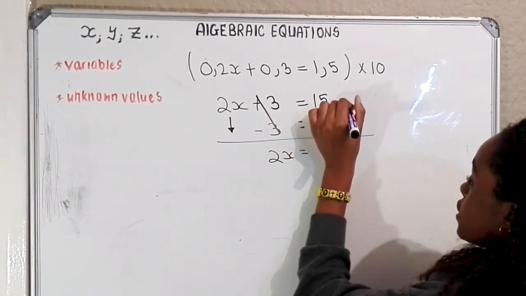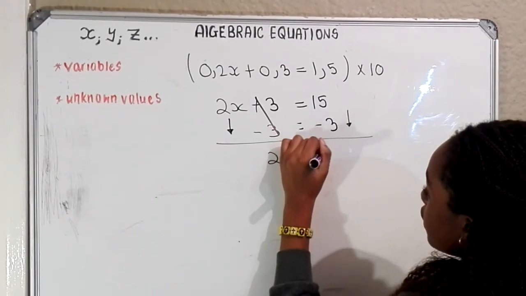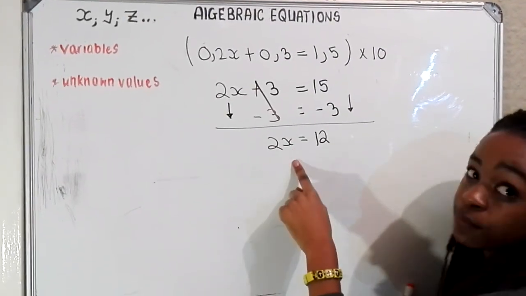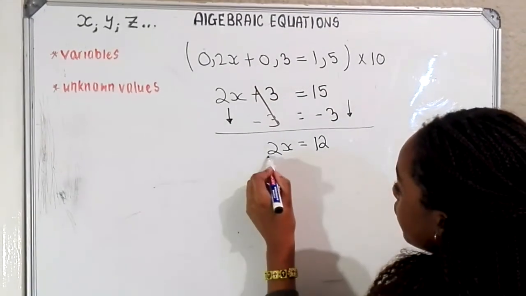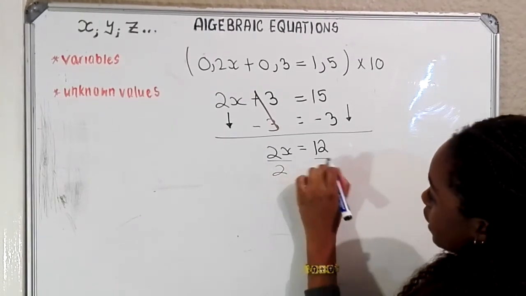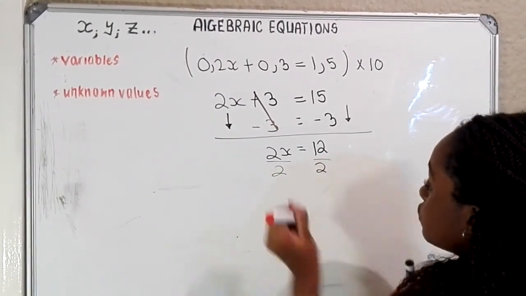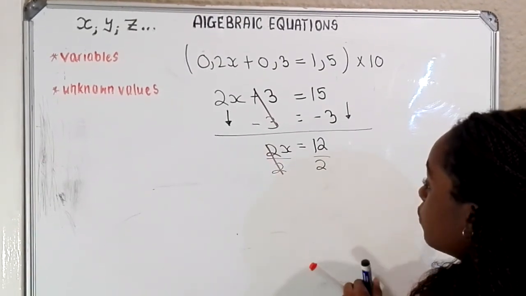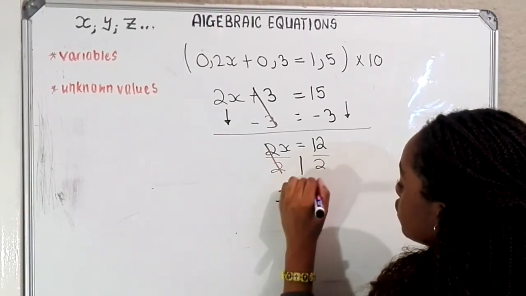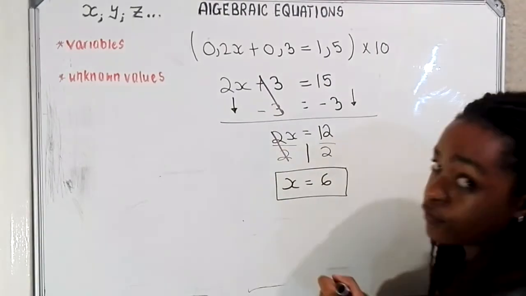We'll bring down this. We have 15 minus 3 is going to give an answer of 12, and we'll divide this because 2 is being multiplied by x, so we'll divide this by 2. Whatever you do on this side, you do on this side as well. So you divide by 2. The 2 will cancel. So you bring this down. You have x is equal to 6. So this is our final answer. The value of x is 6.